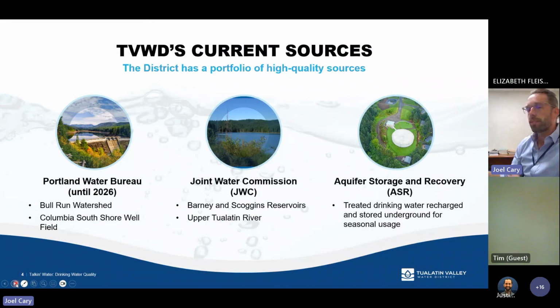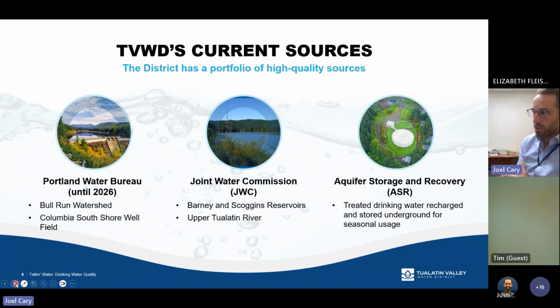So first, just to orient folks, let's talk about our supplies really quick. TVWD has 3 supplies we use currently. They're all high quality sources. A lot of folks may know about these, so I'll just be super brief. Portland Water Bureau is our main supply we use right now until 2026. That constitutes about 3/4 of our supply.